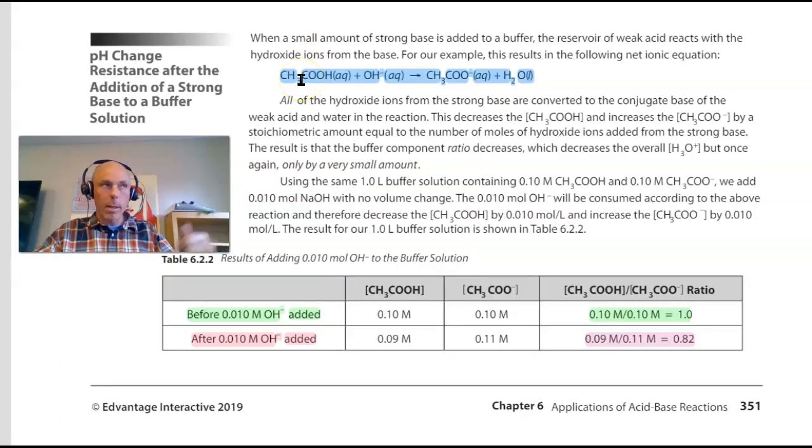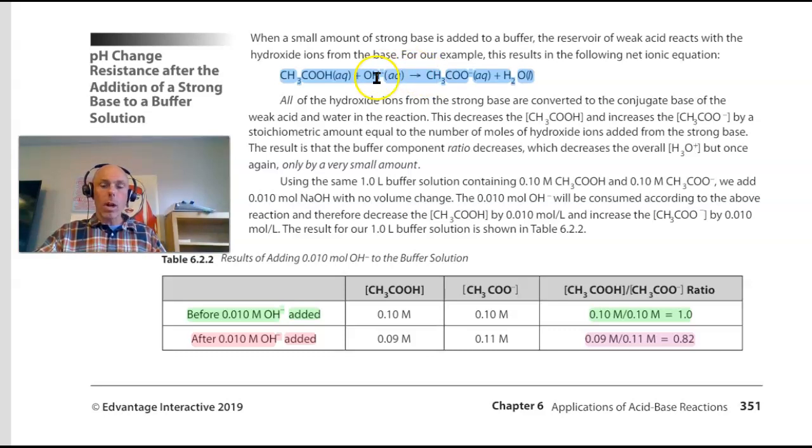All right, I've scrolled down. We're still dealing with the same buffer system, acetic acid in solution with its conjugate base, acetate, in equal concentrations of 0.1. Well, if a strong base is added to this buffer system, it will react with the weak acid, acetic acid, generating that weak acid's conjugate base, acetate, and water. This time, we're turning hydroxide, a strong base, into acetate, a weak base.